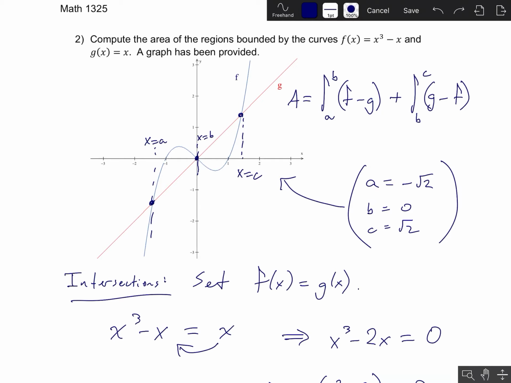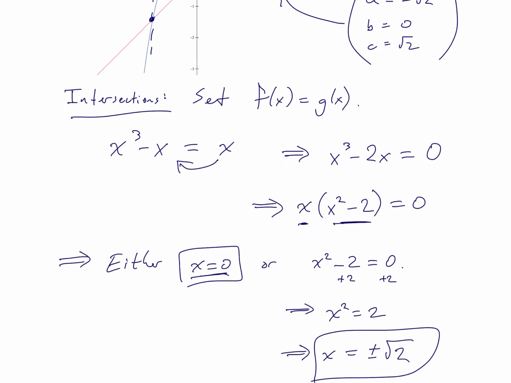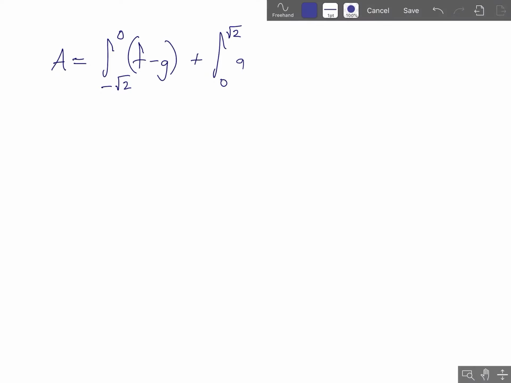So now we know our integral bounds. We can just plug those into the integrals and integrate. I'll do that on the next page because we're running out of room here. So what we just found is that the area is equal to, for the left region, we would integrate from negative root 2 to 0. And there f was the upper function, so that would be an f minus g. And then the right region went from x equals 0 to x equals root 2. And there g was the upper function. So this is the set of integrals that we want to compute.